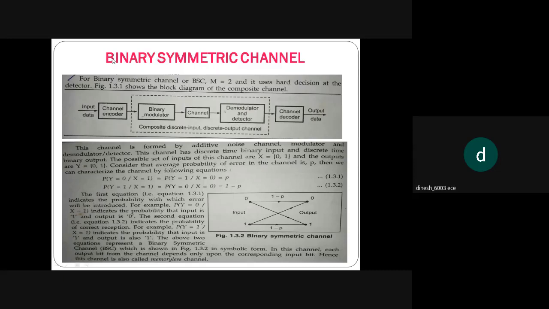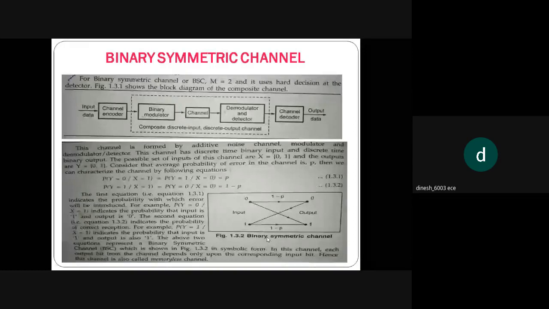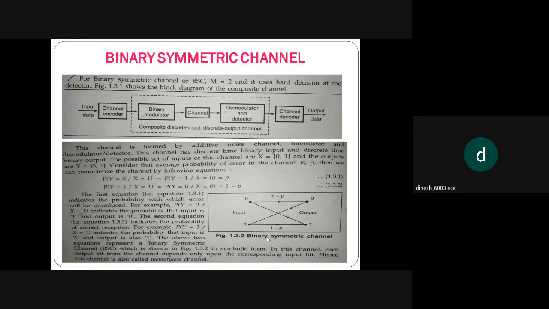For that, we'll see a diagram. I'll explain this with a diagram. What is this binary symmetric channel? This binary symmetric channel is shown in the diagram. We have two inputs, since we have binary: zeros and ones.